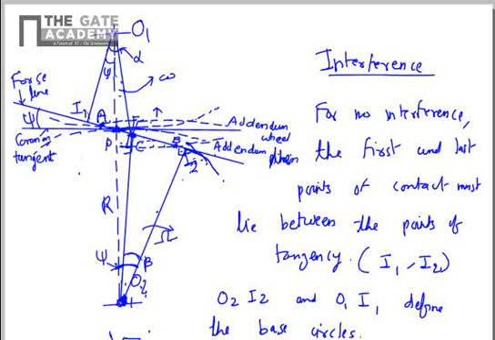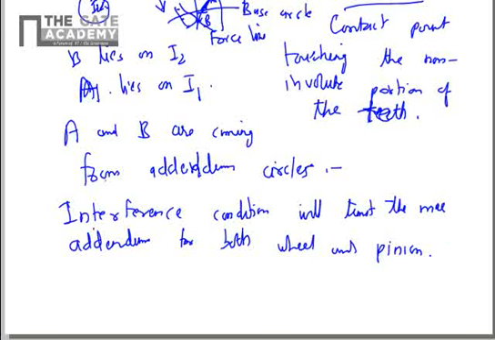So we will calculate the distance O2 I1, and that is the maximum addendum radius that is allowed. If you see the right angle triangle O2 I2 I1, where I2 is a normal on the force line, then O2 I1 will be the square root of I1 I2 square plus O2 I2 square, which is the hypotenuse. Hence O2 I1 is equal to the square root of O2 I2 square plus I1 I2 square.